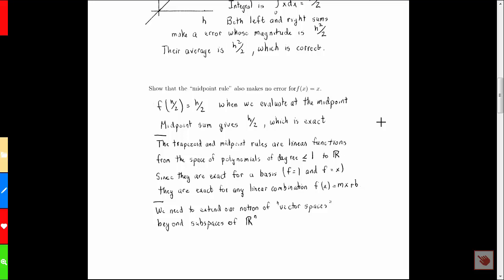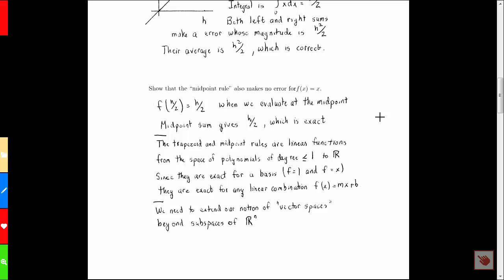So if we evaluate halfway through the interval, f of h over 2 is h over 2. Multiply that by h, and we get h squared over 2, which is exactly the right answer. There really should be an exponent 2 here, but I'm working with software where I can't write that in. Sorry.